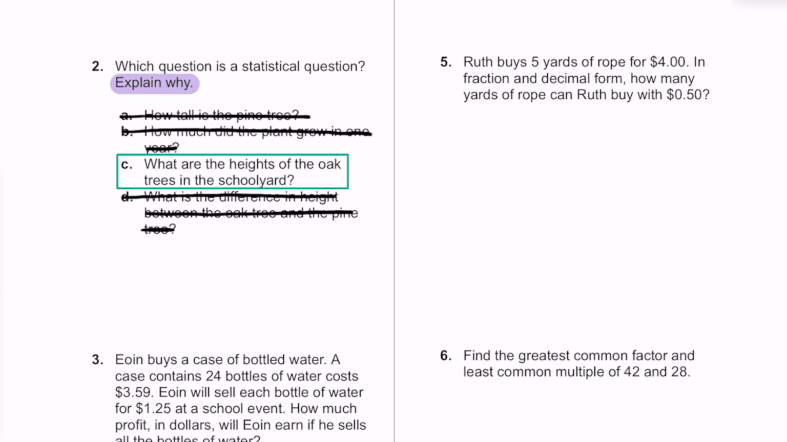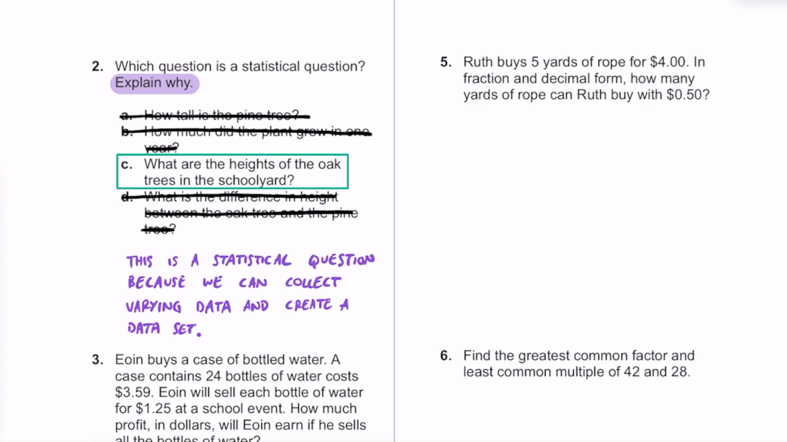So for the part where it says we're going to explain why, if we say something along the lines of how this is a statistical question because we can collect varying data and create a data set, that would be a pretty good answer for why this is a statistical question.